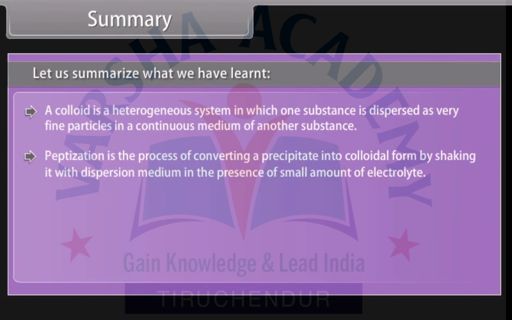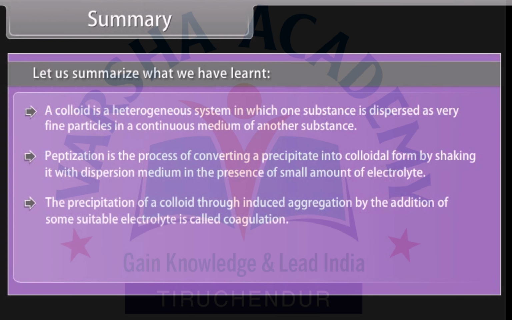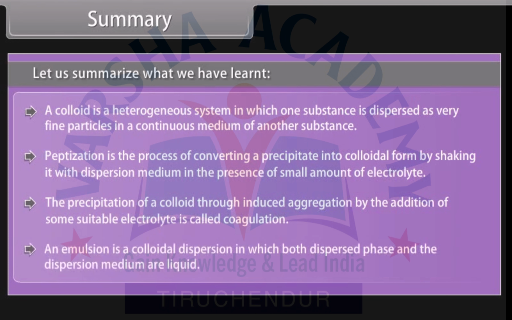Peptidization is the process of converting a precipitate into colloidal form by shaking it with dispersion medium in the presence of small amount of electrolyte. The precipitation of a colloid through induced aggregation by the addition of some suitable electrolyte is called coagulation. An emulsion is a colloidal dispersion in which both dispersed phase and the dispersion medium are liquid.